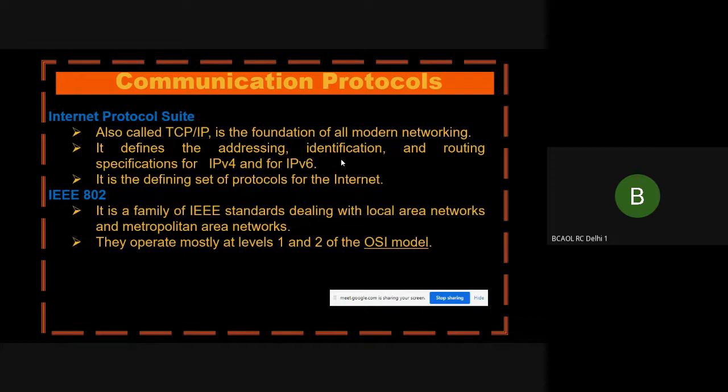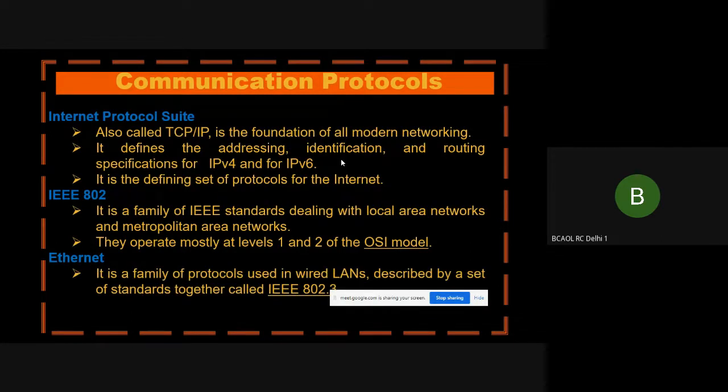So there is a model called Open System Interconnection, OSI, right? Your IEEE mostly operates at the first and second level, the physical and data link layer. So we'll talk about that. And Ethernet is a family of protocols used in wired LANs, described by a set of standards together called IEEE 802.3. So Ethernet is a protocol generally used for wired LAN, local area network, standard, for transferring data from one PC to another. That is Ethernet. So that is also there.